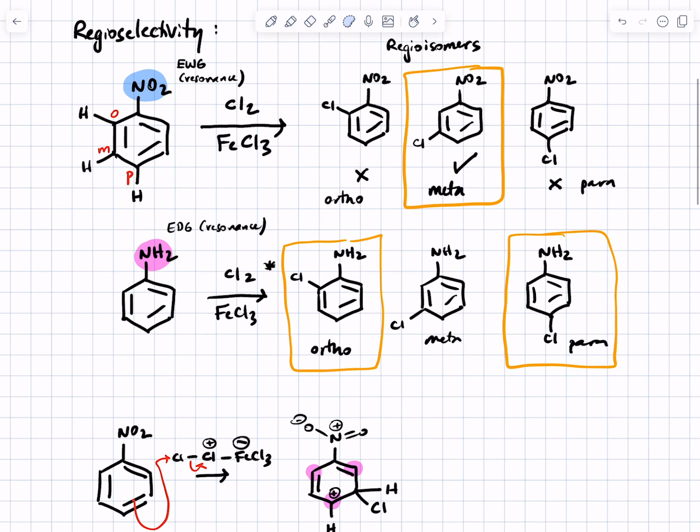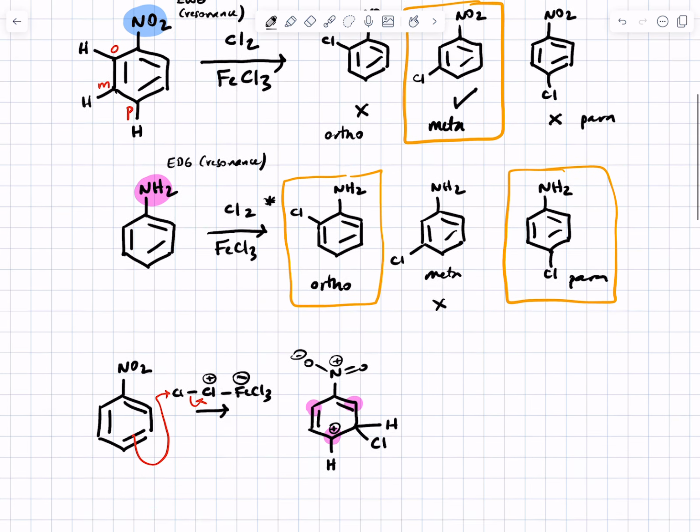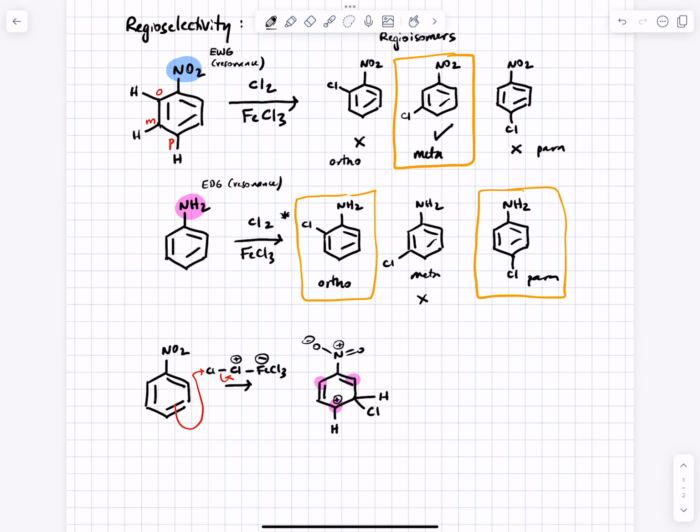So last time we were talking about regioselectivity of electrophilic aromatic substitution reactions when you already have a group on the benzene ring. I said that, for example, if you've got nitrobenzene and you do the chlorination reaction, you see exclusively the meta product, whereas if you have aniline, you see exclusively the ortho and para products and none of the meta product. And we were about to rationalize that when class ended last time.